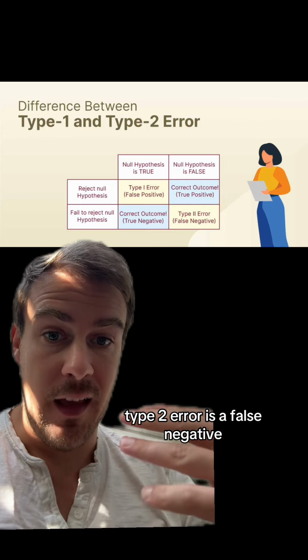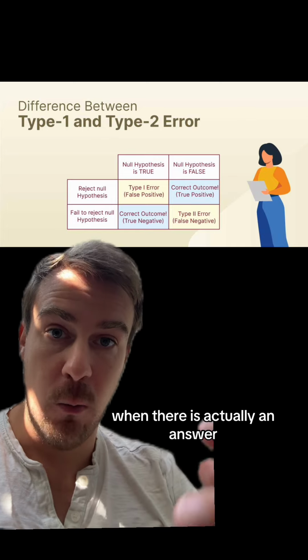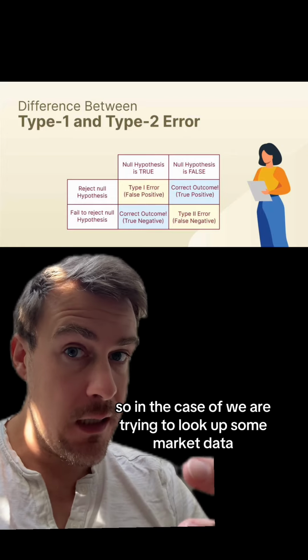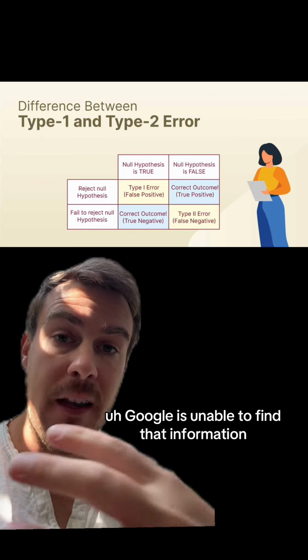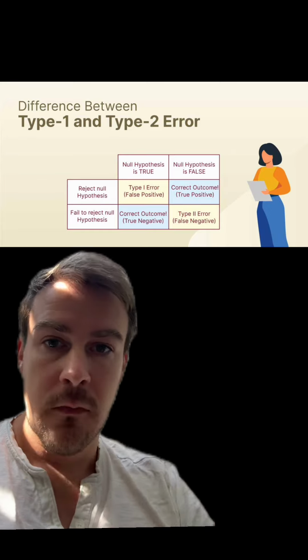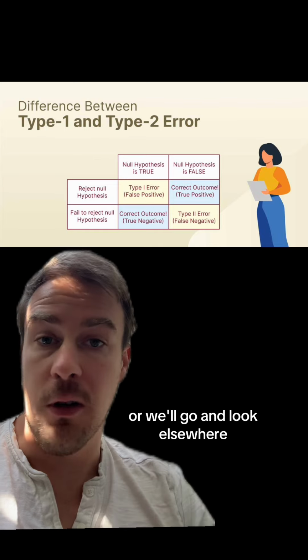A type 2 error is a false negative. So this is when we are told there is no answer when there is actually an answer. In the case of trying to look up some market data, Google is unable to find that information. That does not necessarily mean that that information does not exist. We're kind of used to this on Google though. We will just refine how we search or we'll go and look elsewhere.